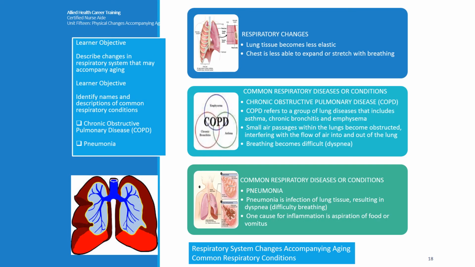So, some different respiratory changes that happen when we get older. Our lung tissue becomes less elastic. Just like our blood vessels do, we can't open the lungs up as much anymore. The chest is less able to expand or stretch while breathing. So, it's going to be harder for some people to maintain their oxygen levels in their blood. We can't breathe as much anymore.